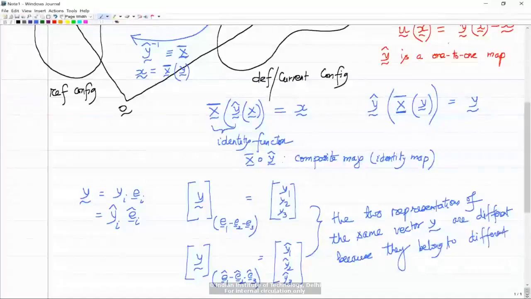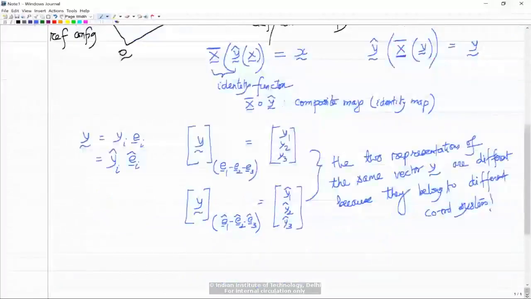So you should always understand that although it's the same vector, its representation, or we say its column form, depends on the coordinate system. The vector itself is invariant. Okay, the vector itself does not change if you change the coordinate system, but its representation changes. This is something all of you have to understand very, very well. So I hope none of you have any doubt on this.